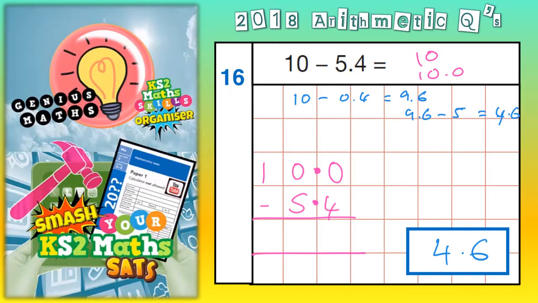0 take away 4 we can't do. So we borrow from this column, but there's nothing there to borrow. So we have to go to this column. Borrow from the 1, that becomes 0, and the one we borrowed makes this 0 into 10. But that's no good because we still can't do 0 take away 4 in the first column. So we need to borrow from the 10. Borrow from the 10, that becomes 9, and the one we borrowed makes the first 0 into 10.